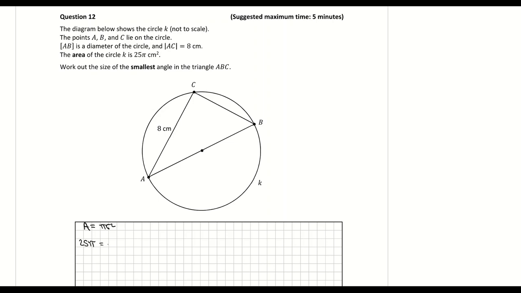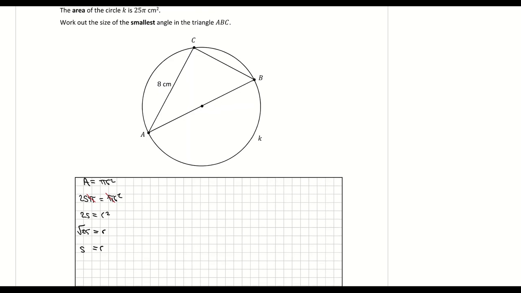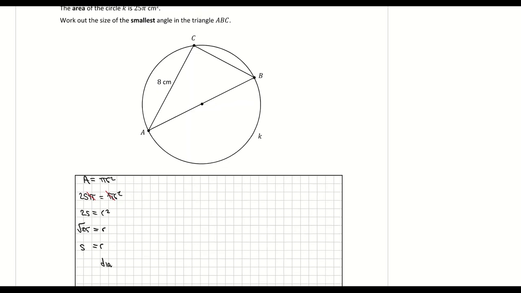So I'm going to go 25 pi is equal to pi r squared. I can divide both sides by pi, or cancel them out. So I'm left with 25 is equal to r squared. To get r on its own, I'm getting the square root of 25, and the square root of 25 is 5. So the radius of this circle is 5, which means that the diameter of that circle is 2 times 5, which is 10. And the diameter of that circle is basically this length here, which is now giving me a length of 10 centimeters.